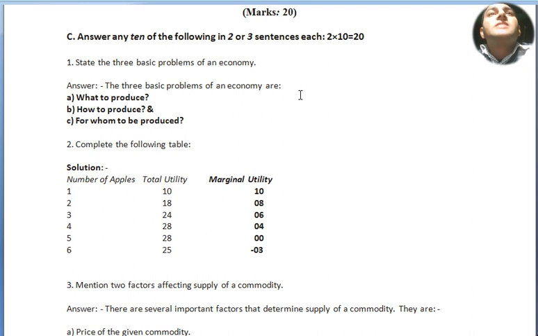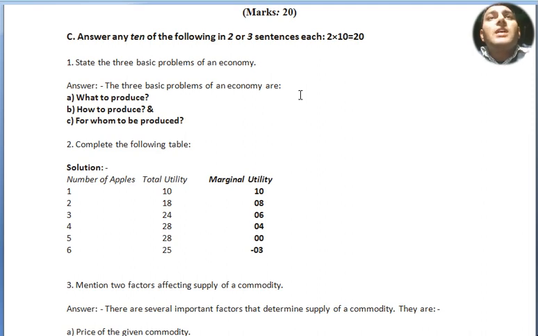Number 1, state the 3 basic problems of an economy. The 3 basic problems of an economy are what to produce, how to produce, and for whom to produce. Complete the following table. Number of apples and total utility are given. Number of apples are 1, 2, 3, 4, 5, 6. Total utility 10, 18, 24, 28, 28 and 25. Marginal utility we have to find out.